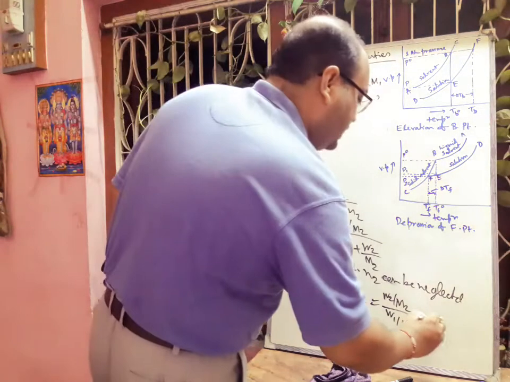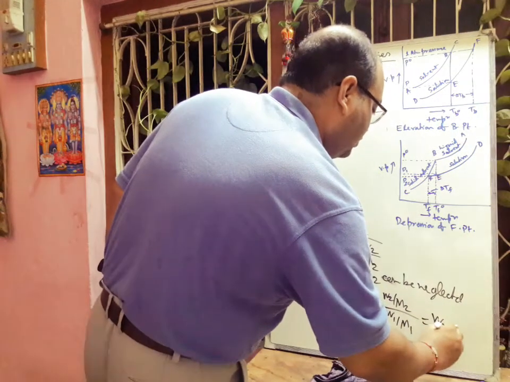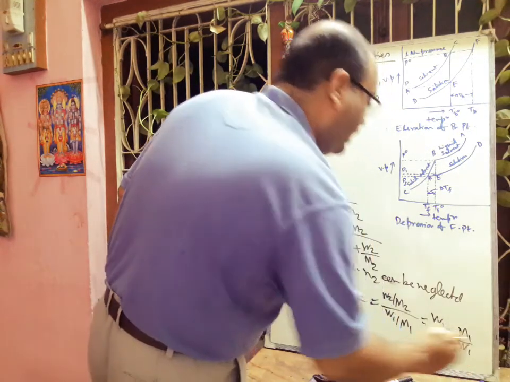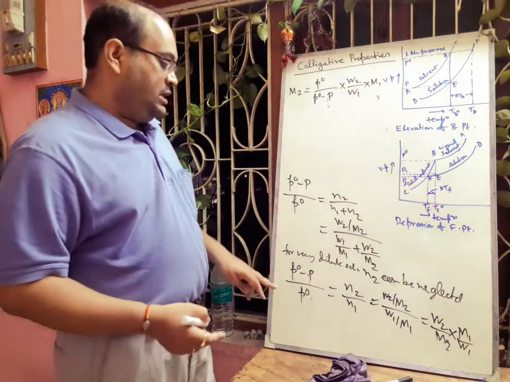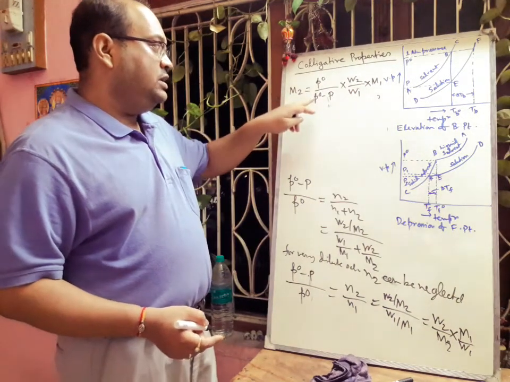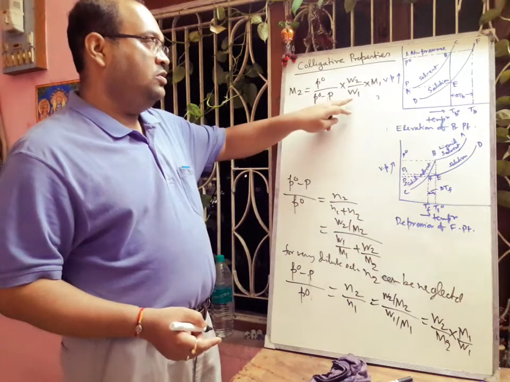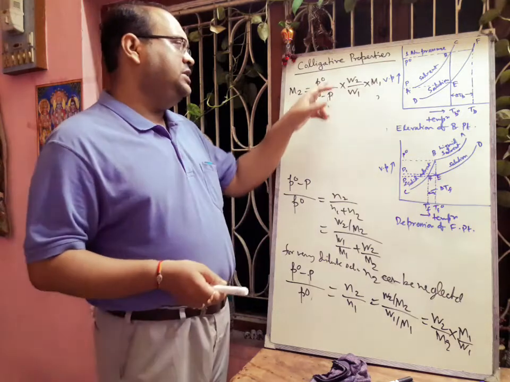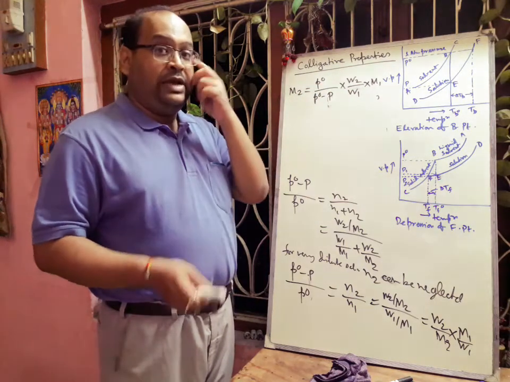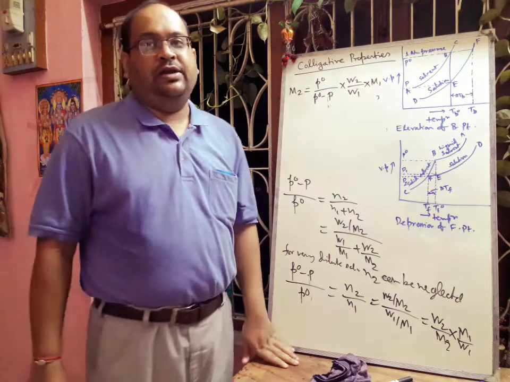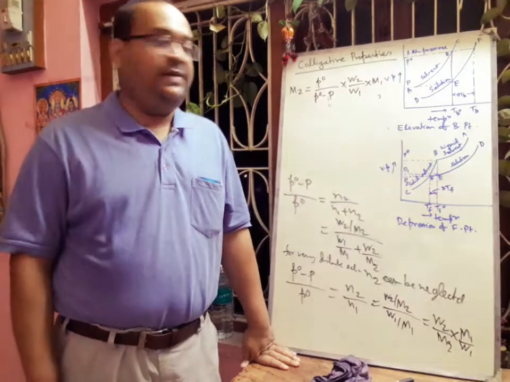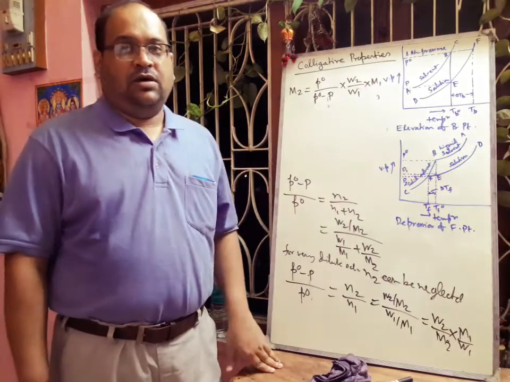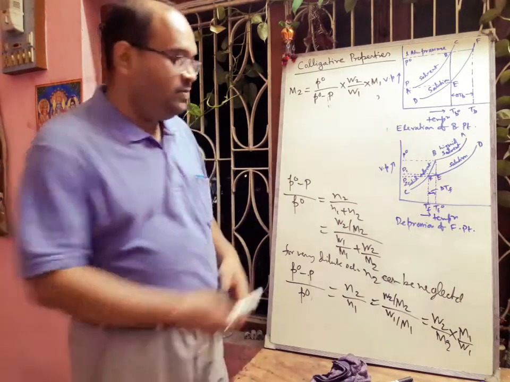So from here we can easily write that W2 by M2 is equal to P0 minus P by P0 into M1 by W1. From here we are writing that M2 is equal to P0 divided by P0 minus P into W2 by W1 into M1. Now if we know the values of P0, P, W2, W1 and M1, we can easily calculate the molecular weight of the solute, that is M2. So in this way we can calculate the mass of the solute, and we have to practice numericals. Okay, numericals may come from this part.